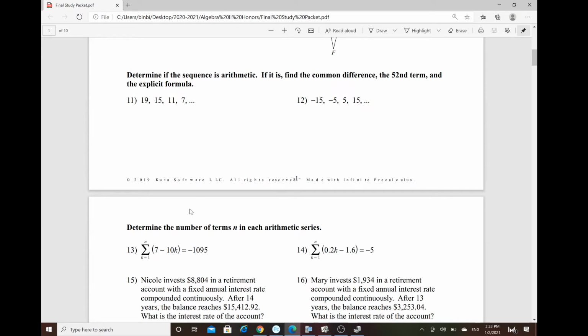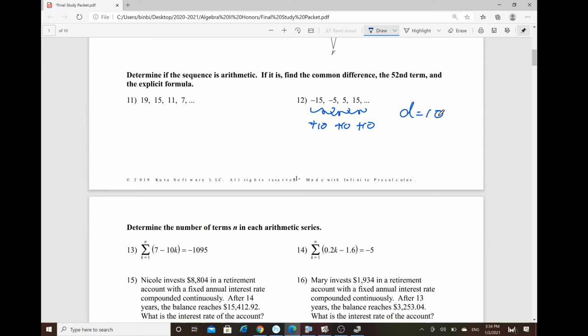The common difference is pretty obvious. Negative 15 to negative 5, so basically just add 10. Making sure that's consistent with the next two terms, adding 10, you get 5 for the third term. 5 plus 10, you get 15. So the common difference is just 10.